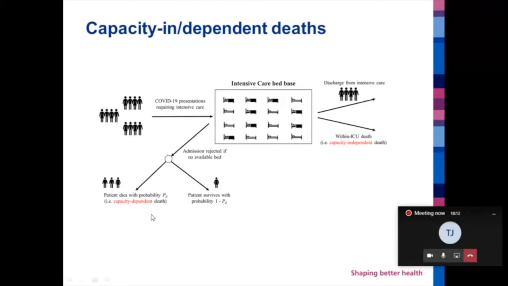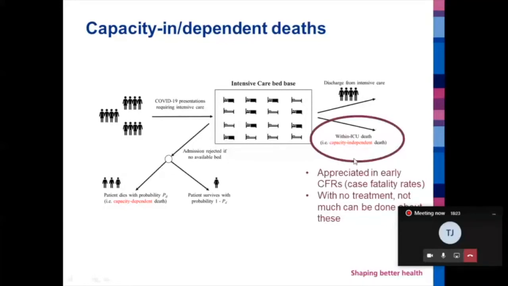So this is more appreciated in early case fatality rates, so the case fatality rates that came out of China and Italy. And it's appreciated in these because, at the time of these early data becoming available, the peak hadn't been reached yet, so there was no constraint really on the capacity; services were not being overwhelmed. So these CFRs mainly were probably, I would say, the greater part of them, the naturally occurring deaths that would occur within hospital with access to the appropriate level of care.